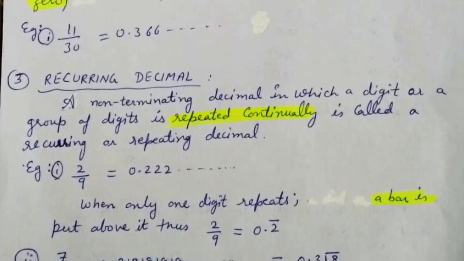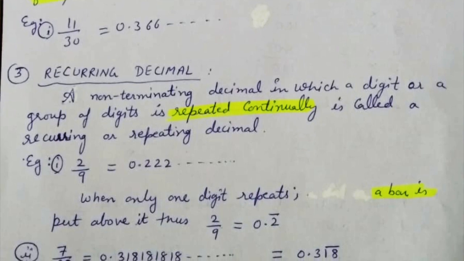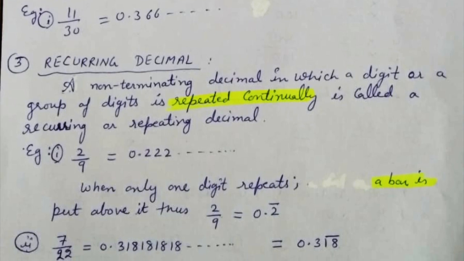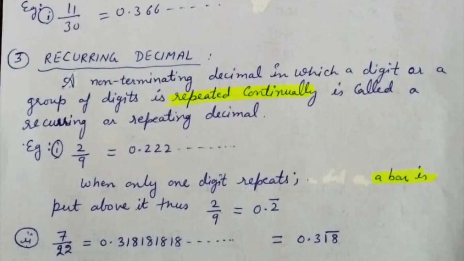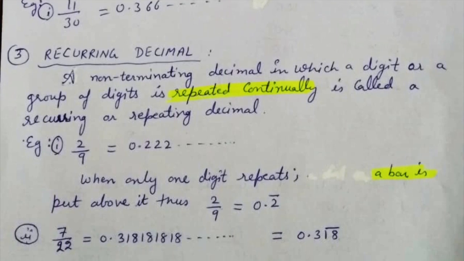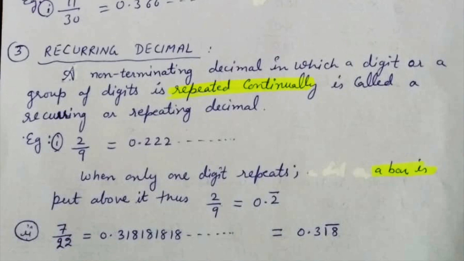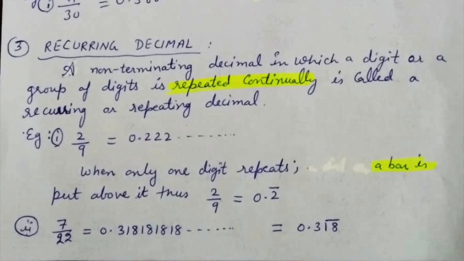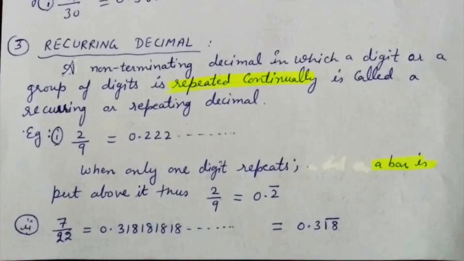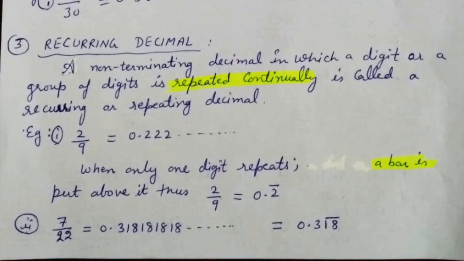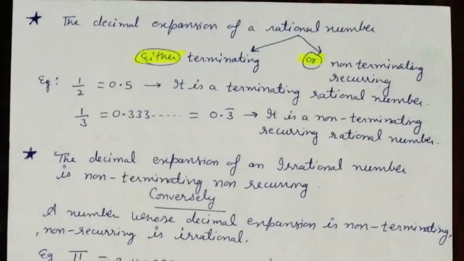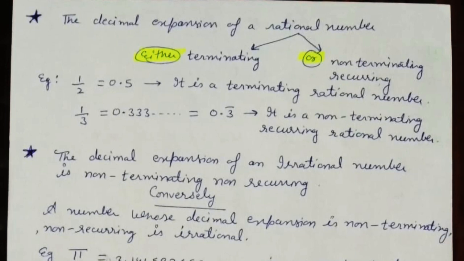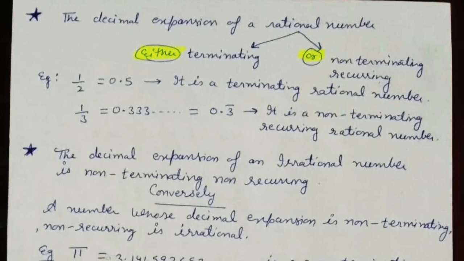Second example, 7 by 22. When you divide 7 by 22, you will get the quotient 0.3181818 going on endlessly. So here only 18 is repeated. So I am able to put the bar only upon 18. So I can write 0.318 bar. Only the bar is upon 18.